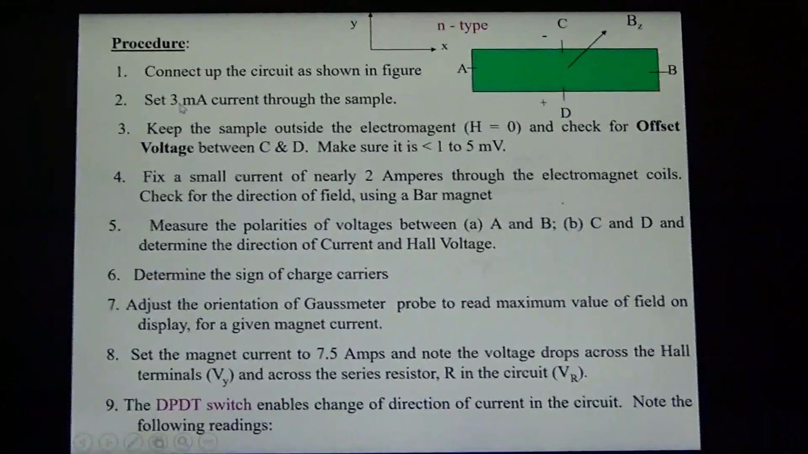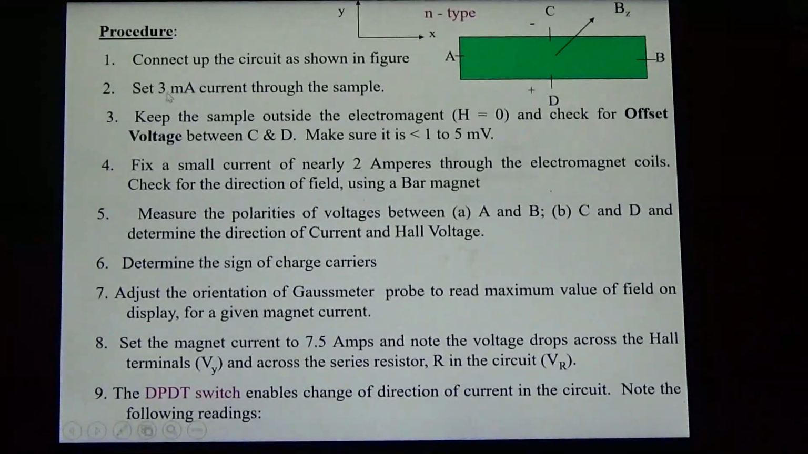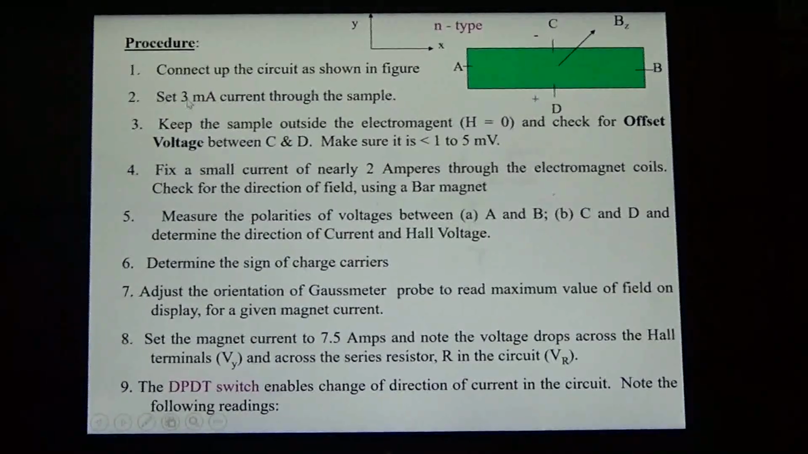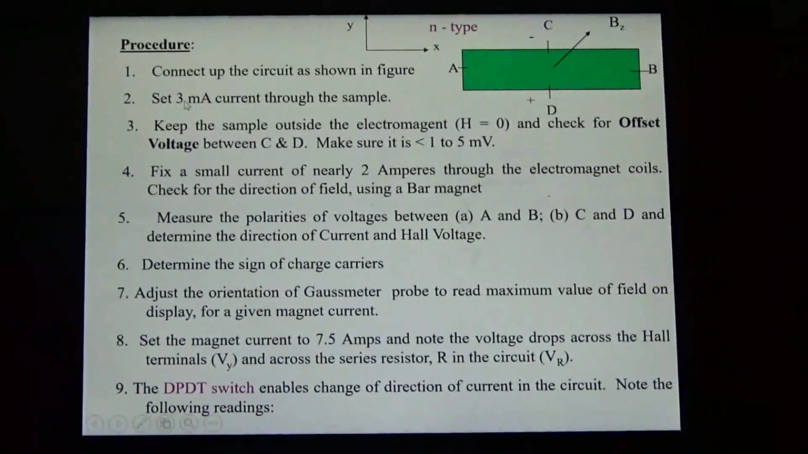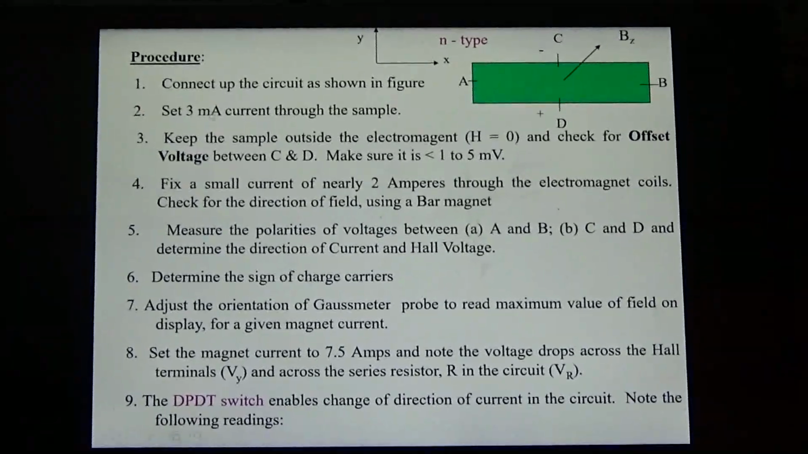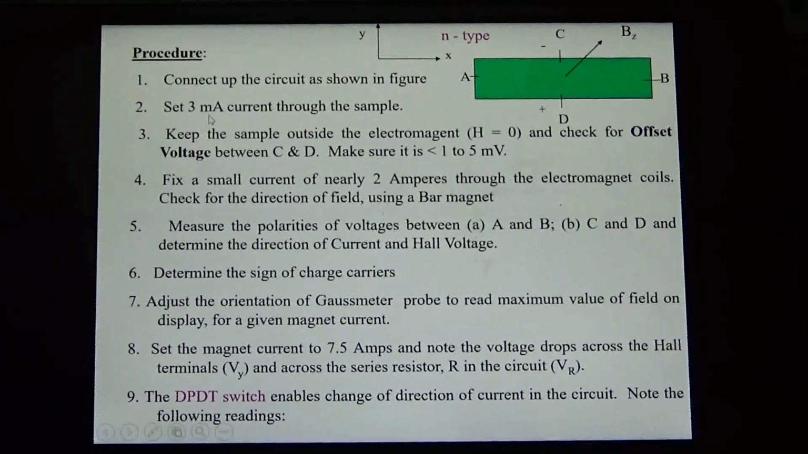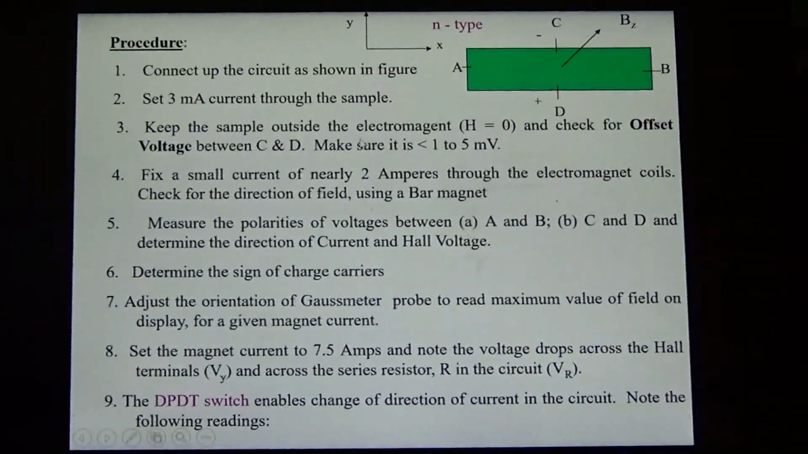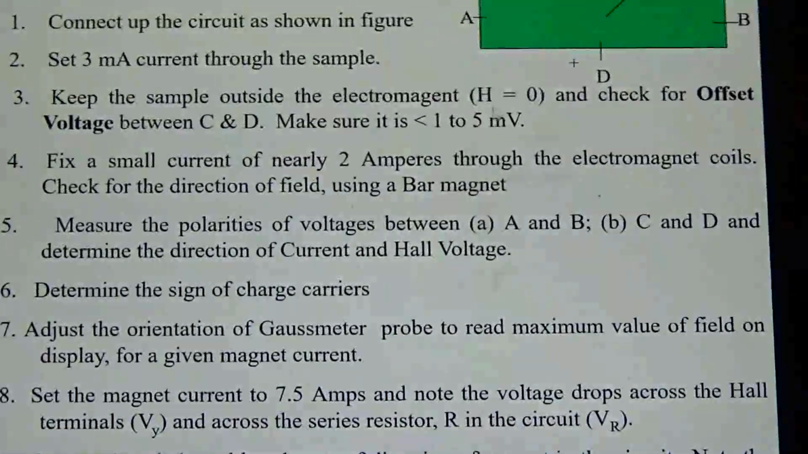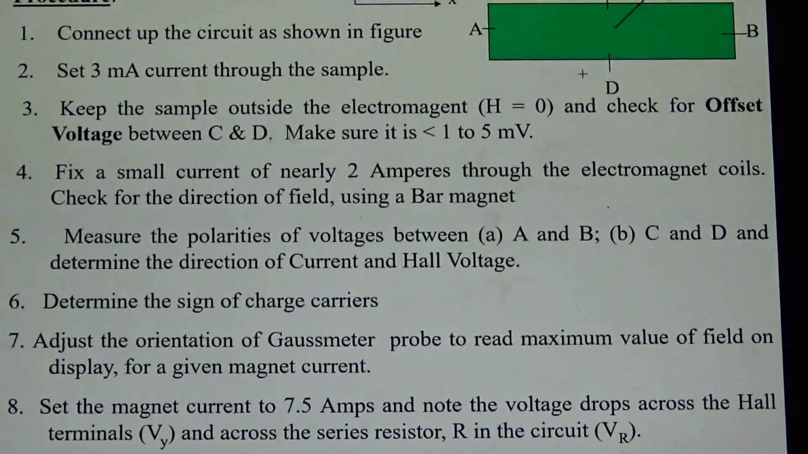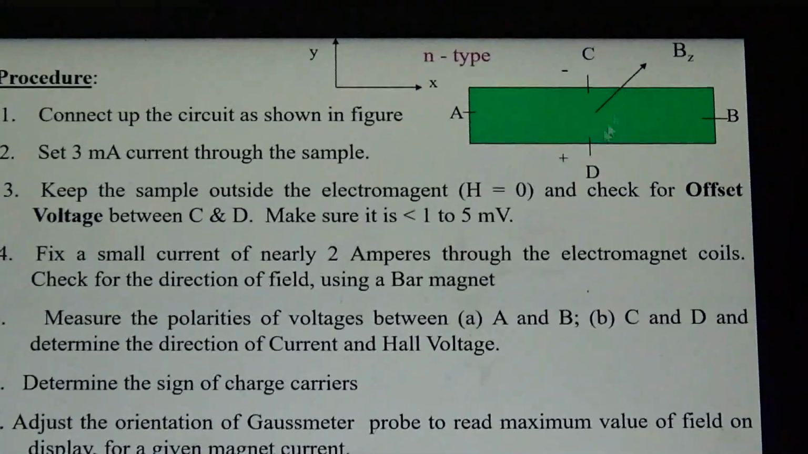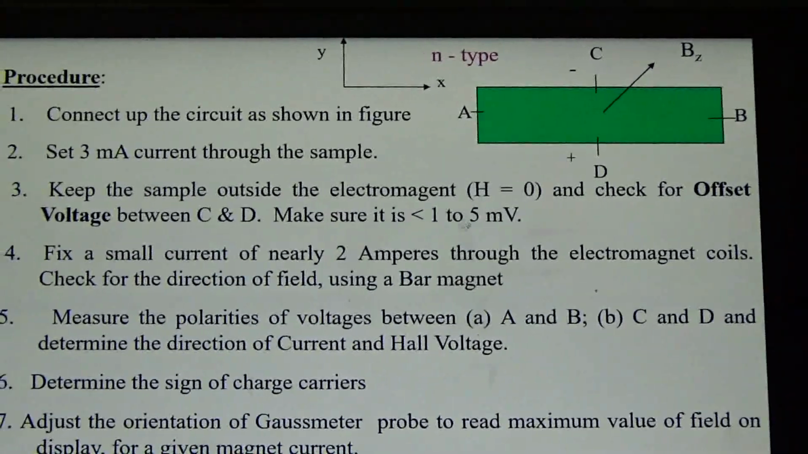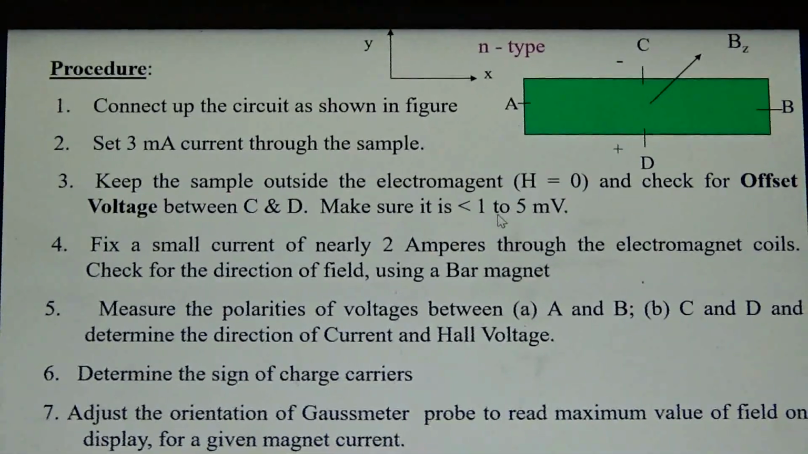But initially, to know that what we are setting up is correct, we can set up the current and measure the voltage drop across the same terminals to see that it shows ohmic behavior. You can set up the current after establishing that it is in the ohmic region. Then keep the sample outside the electromagnet, so don't apply any magnetic field, and check for offset voltage. That means you pass the current, and without any magnetic field, you measure the voltage between C and D and make sure that this voltage is less than 5 millivolts. It's preferable that it's as small as possible.